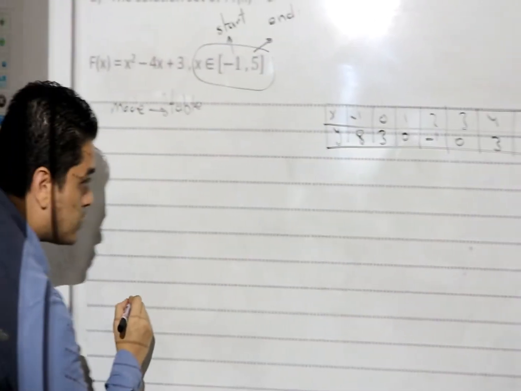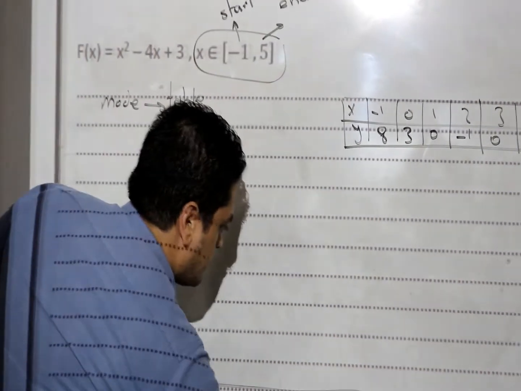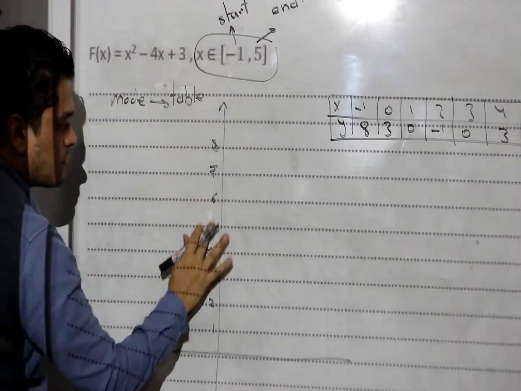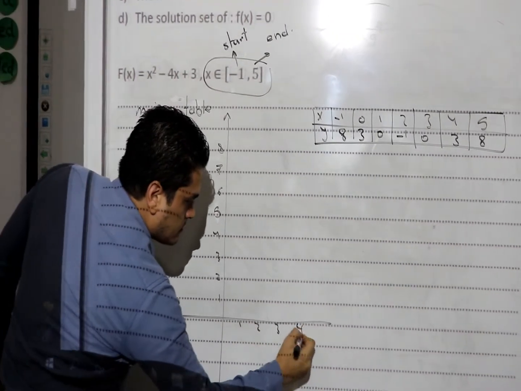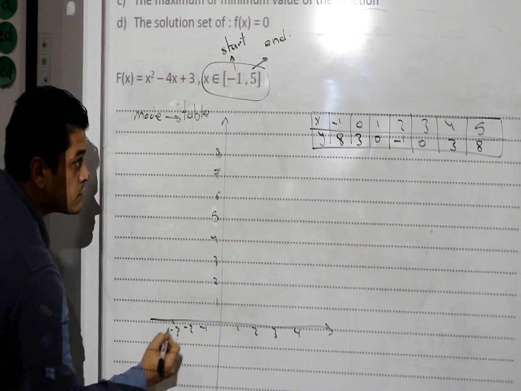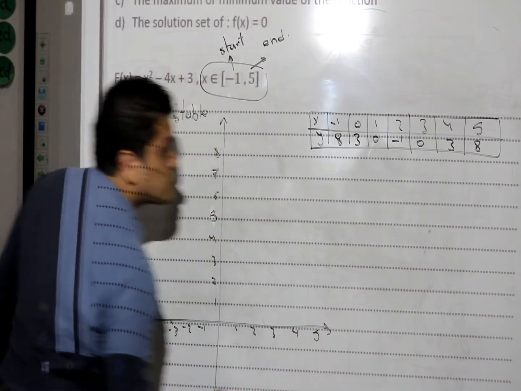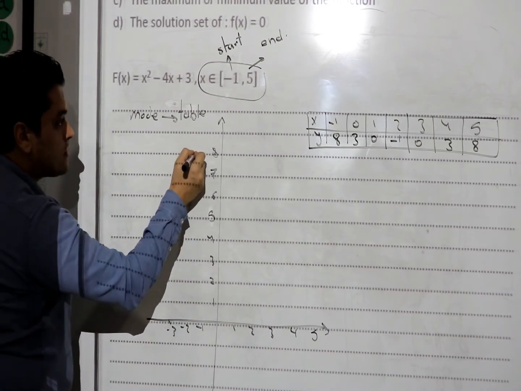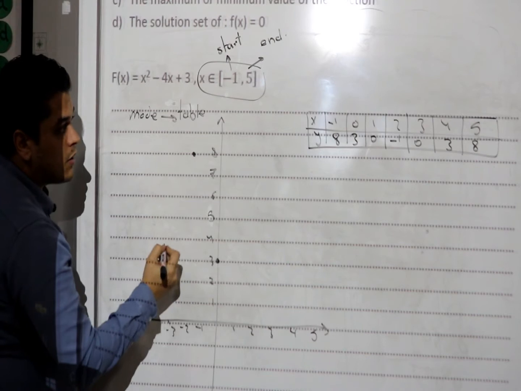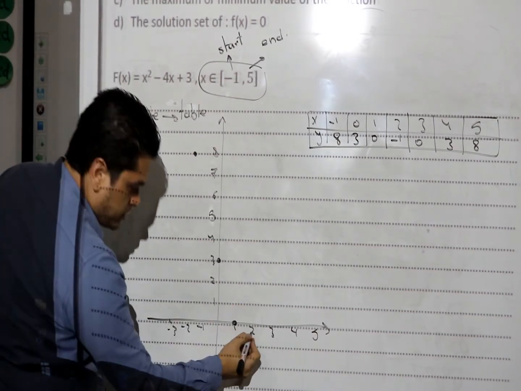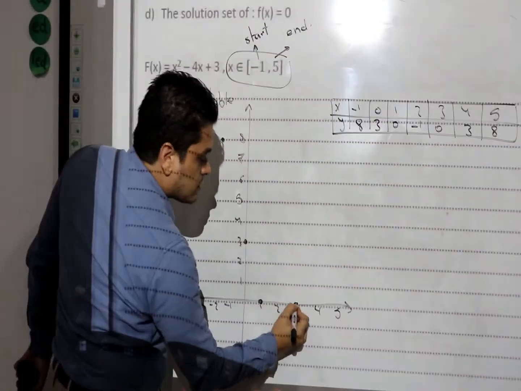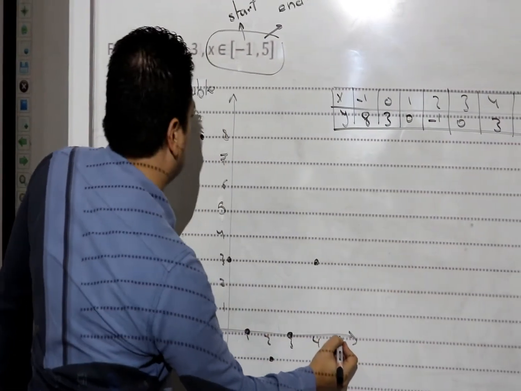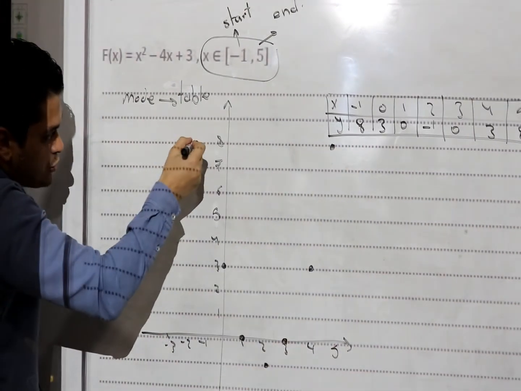After that you have to draw. Now you have to plot your points: -1 and 8, 0 and 3, 1 and 0, 2 and -1, 3 and 0, 4 and 3, 5 and 8, and you have to join them into a curve.